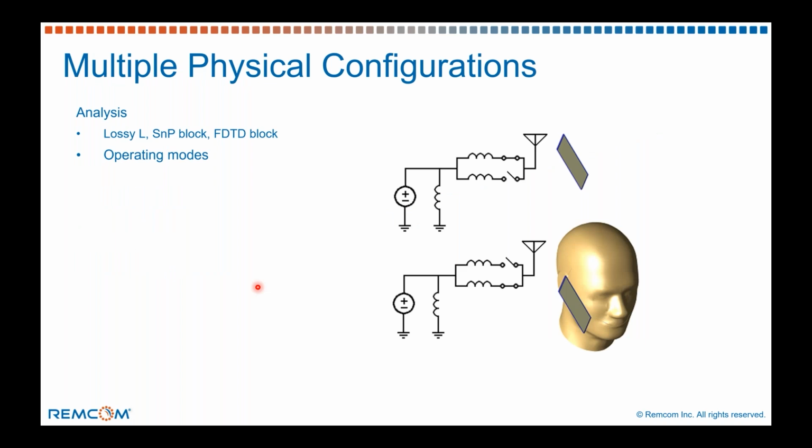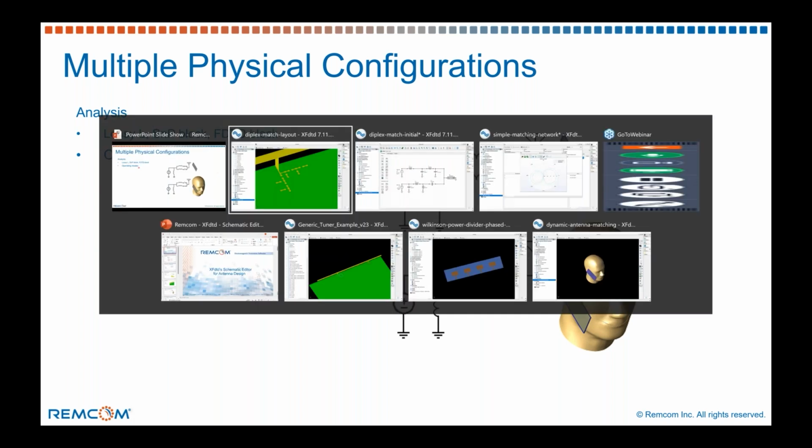So the next example that I wanted to look at here has to do with multiple physical configurations. So we're going to have an antenna in free space. We're going to have an antenna next to the head, so 2 different loading configurations. And there's going to be essentially a 3-port switch here that determines whether or not we're using a larger inductor value or a smaller inductor value. And again, operating modes are going to come into play.